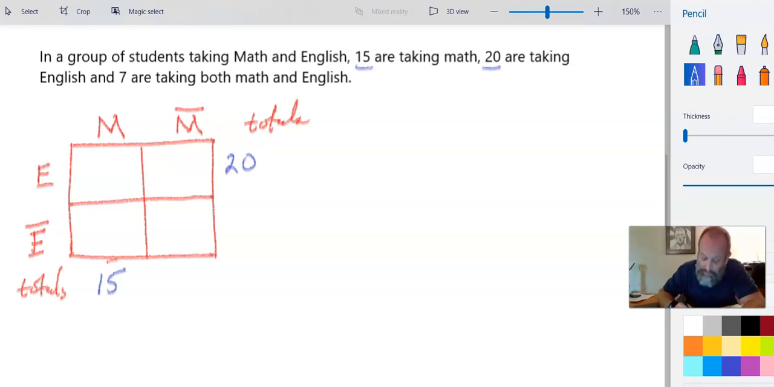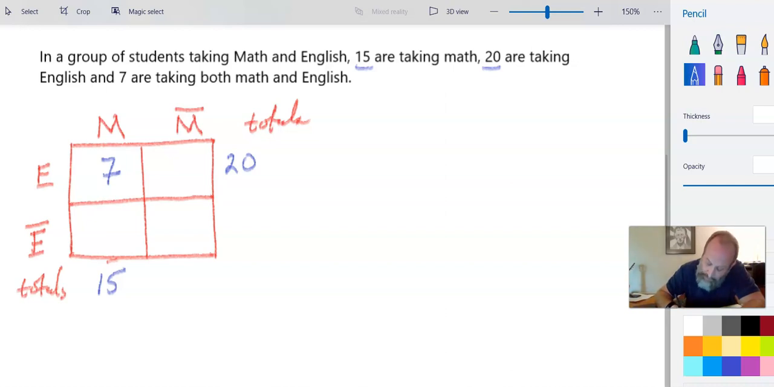Now, we also know that the people taking English and math, I'm going to write that right here, there are 7 of those people. Okay, now, we have 3 other categories here. Over here in this column, we have people taking English and not taking math. Now, if I add the people taking math, of the people taking English in this row, I know there's 20 of them. 7 of them are taking math and English. So all we really need to do is figure out how many people are not taking math here.